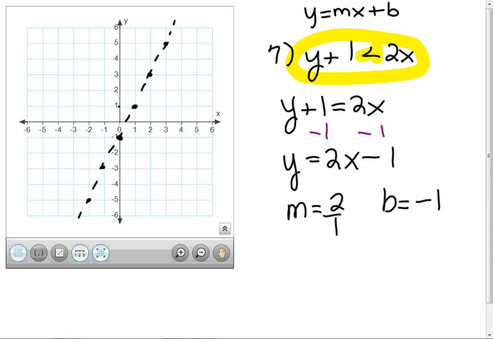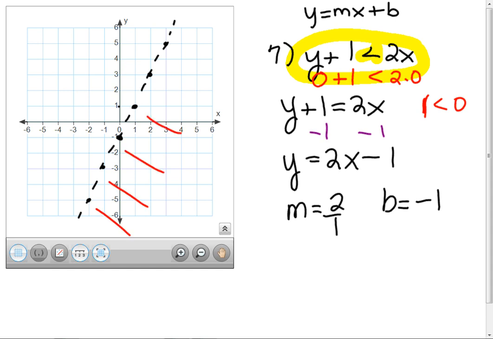Ooh, it's pretty close to 0, but we can still do 0. Let's try 0. Is 0 plus 1 less than 2 times 0? The left side is 1. What's 2 times nothing? Nothing. Is 1 smaller than 0? So your method's not going to work now. It might work. It might not. Depends. That's not true, right? So I'm not going to shade the side with the 0 in it.